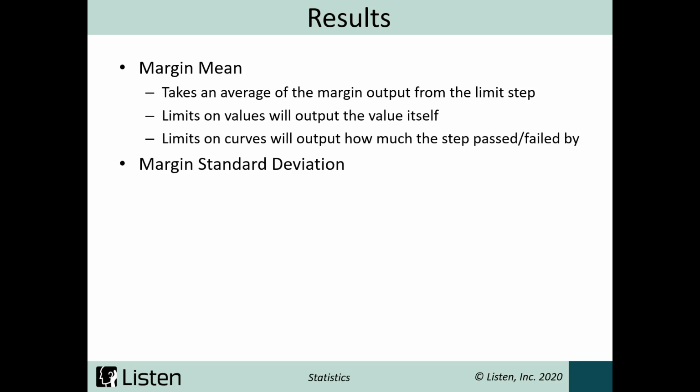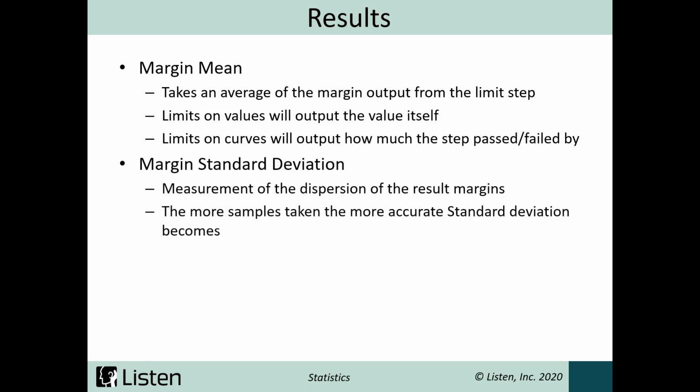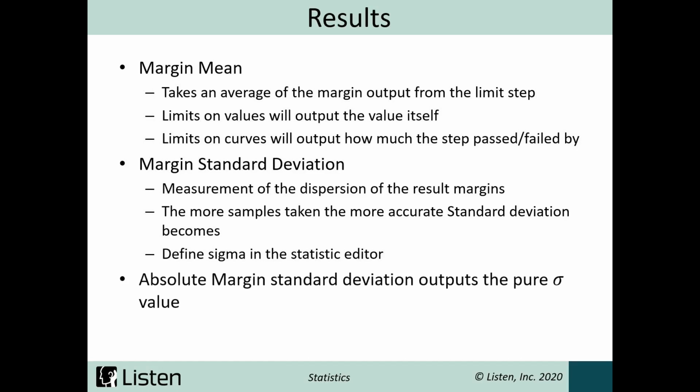We can also output the margin standard deviation. This is a measurement of the dispersion of the results margins. The more samples you take, the more accurate standard deviation becomes. When you enable margin standard deviation, you'll define sigma in the statistics editor. We can also look at the absolute margin standard deviation, which will output the pure sigma value.